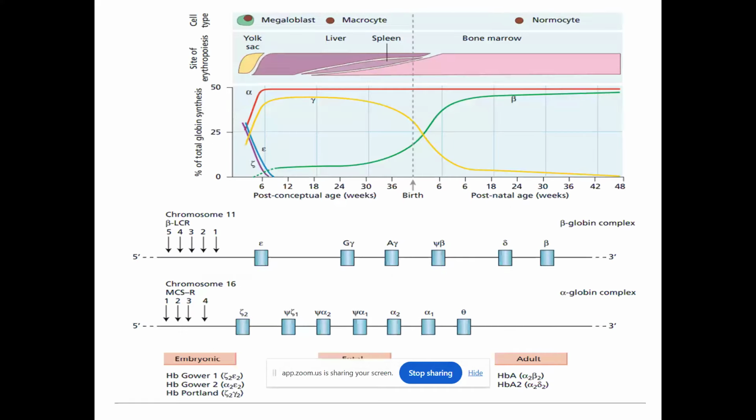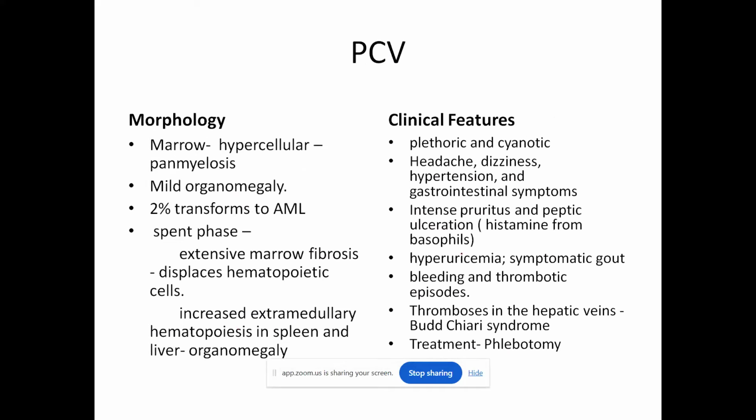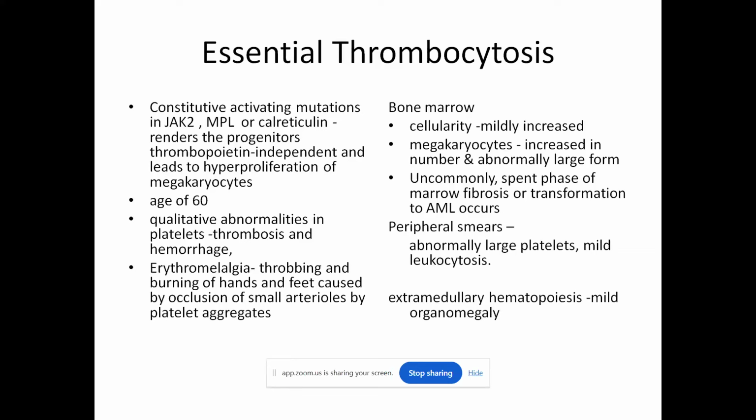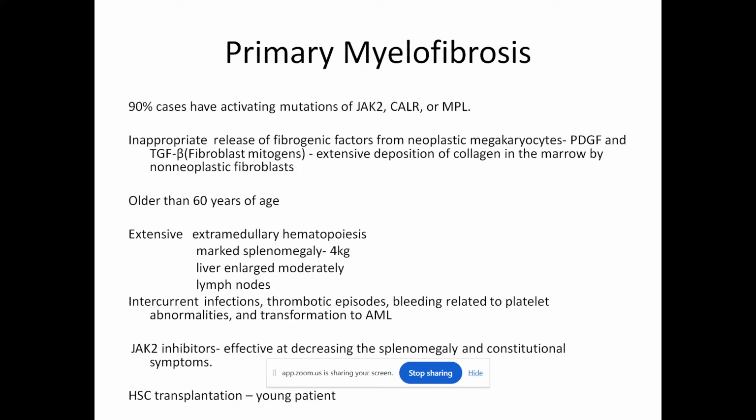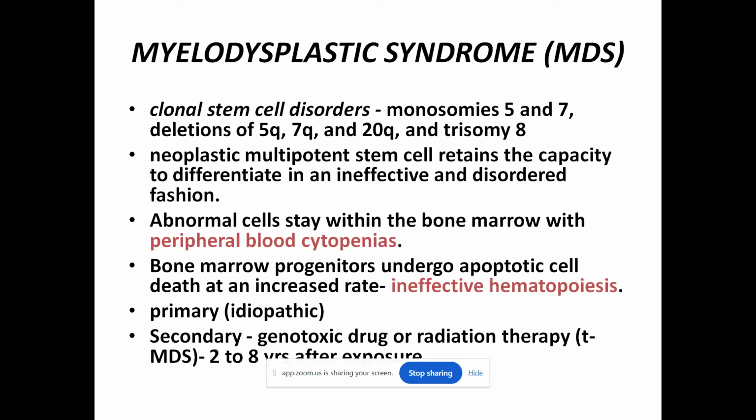So we have seen CML. CML belongs to the myeloproliferative disorders. We have 4 to 5 myeloproliferative disorders. The other ones are polycythemia vera, essential thrombocytosis, primary myelofibrosis, and then we have myelodysplastic syndrome. It is a type of myeloid neoplasm.